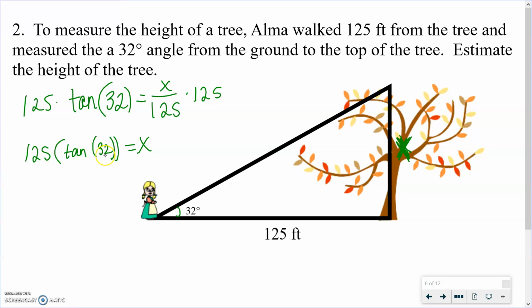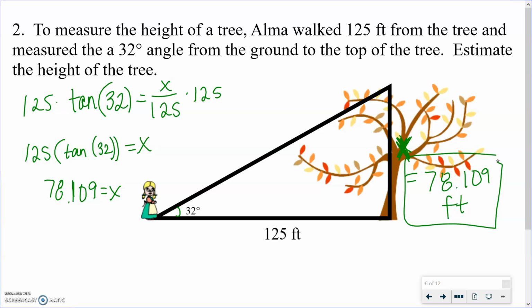So the tangent of 32 and then times 125 should give you about 78.109. If we're rounding to the third, we'll go to the thousandths here. It asks us to estimate, so that's okay to round. And it doesn't say how far, but we're going to stick with that 3 decimal places. So it's about 78.109 feet tall. Okay? All right, let's do another one.